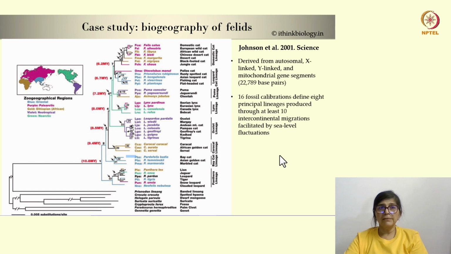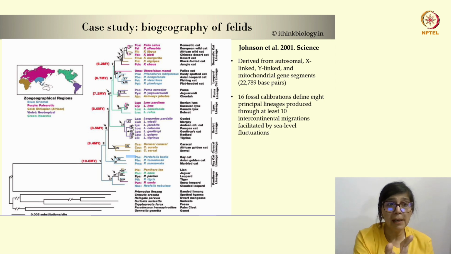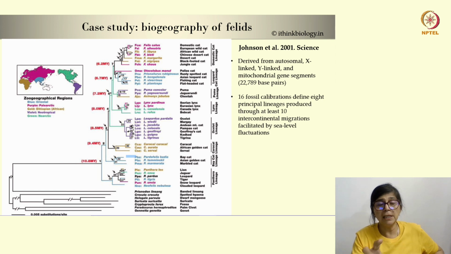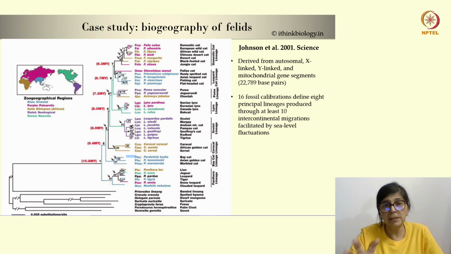So here is the relevance of it. Johnson et al. 2001 studied felines, or felids, the whole group of cats, using X-linked, Y-linked, and mitochondrial gene segments. And why this biogeographical realm becomes important is you can see from this phylogenetic tree. So, 16 fossil calibrations define 8 principal lineages.